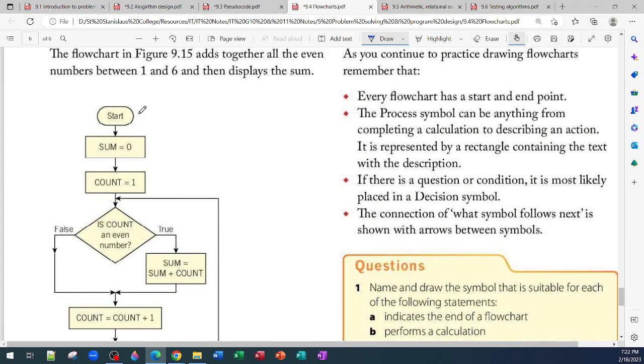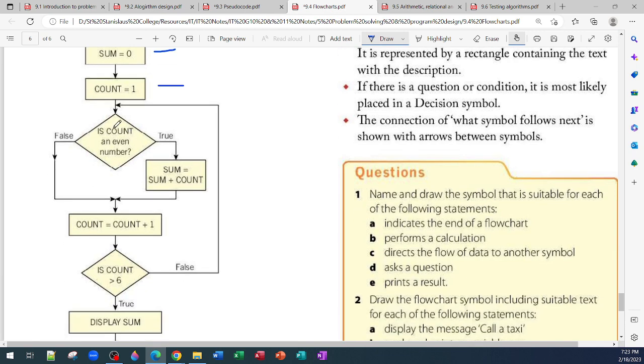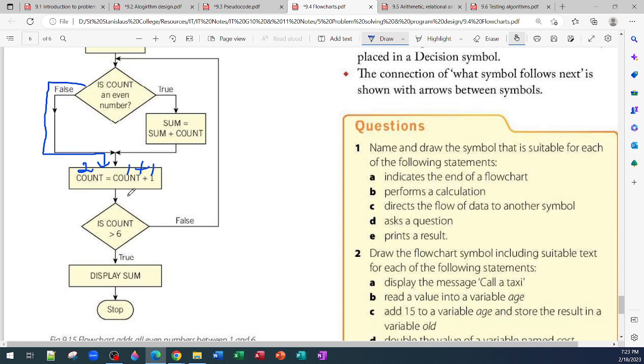We can go through this example here. So we have start, sum equals 0, count equals 1, and then we have a decision here. Is count an even number? So is 1 an even number? False. So we come out here and go down here. Remember, we're following the arrow. So we have to do 1 plus 1. That's going to give us 2. Now we come down here. Is 2 greater than 6? False. So we have to go back up.